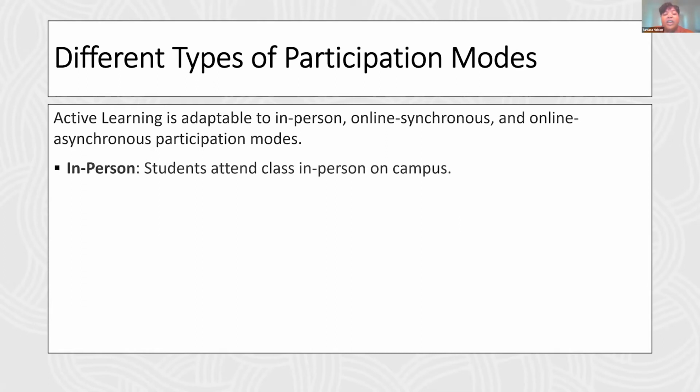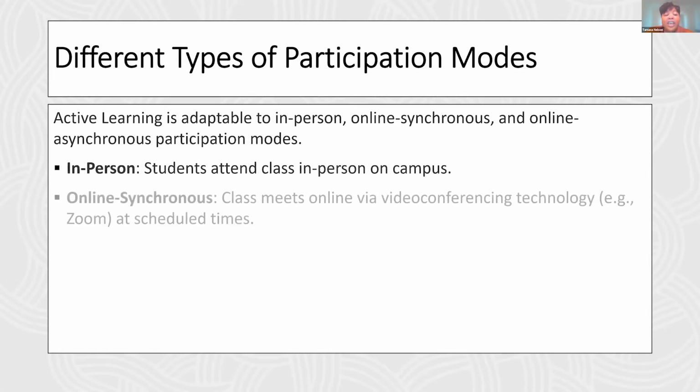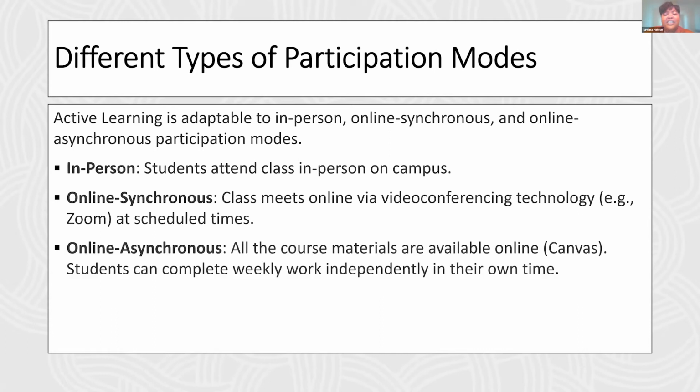So for in-person, basically students attend class in person on campus. And online synchronous means that the class meets online via video conferencing technology, which may be Zoom, at a scheduled time. And then online asynchronous, all of the course materials are available online. For us, it may be Canvas, the Learning Management System, and students can complete weekly work independently in their own time. So just keeping in mind that active learning is adaptable to these three different types of participation modes.